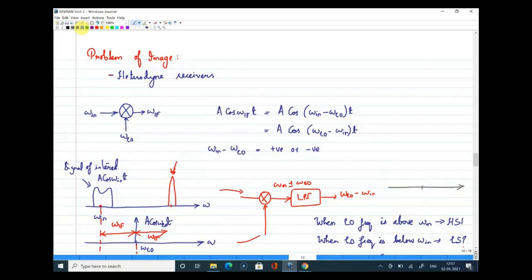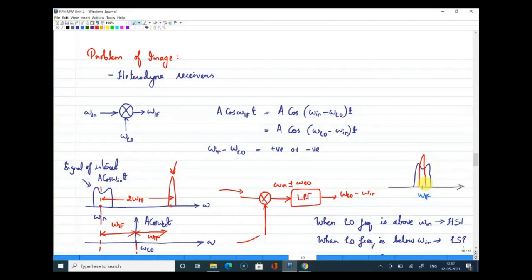So now I have an intermediate frequency here, omega IF. We know that we want this input signal to fall at this omega IF. That will definitely fall through the mixing operation. And now if there is a signal available at the same distance, that is 2 omega IF away from the input signal, then that particular signal also, after the mixing operation, will definitely fall on the same intermediate frequency.